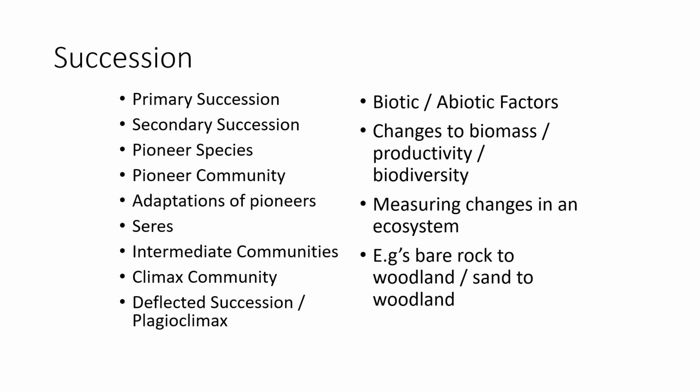As you can imagine, in a climax community where you've got large trees, you're going to have a greater biomass. You're also going to have greater productivity. In other words, greater rates of photosynthesis per unit area.